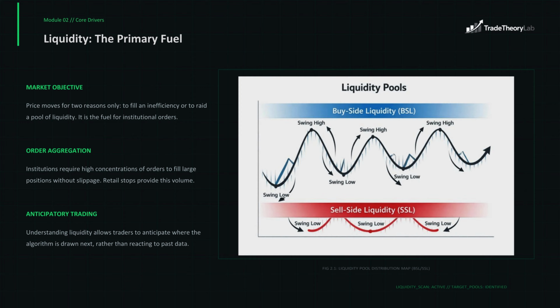Liquidity is the fuel that allows large institutional orders to be filled without moving the market against themselves. If a large bank wants to buy a massive position, they need a corresponding amount of sell orders. They cannot simply click buy on a retail platform. They need to find a place where there is a high concentration of sell orders. Where do those sell orders exist? They exist where retail traders place their stop losses.